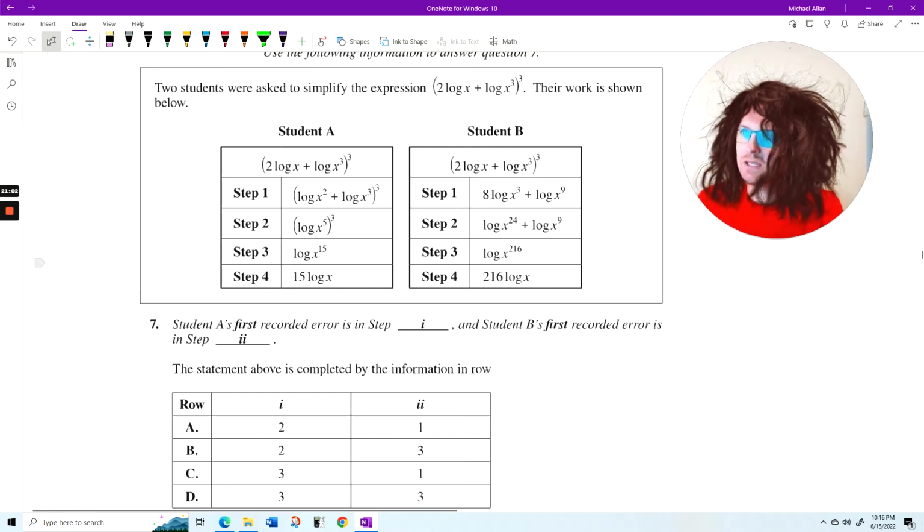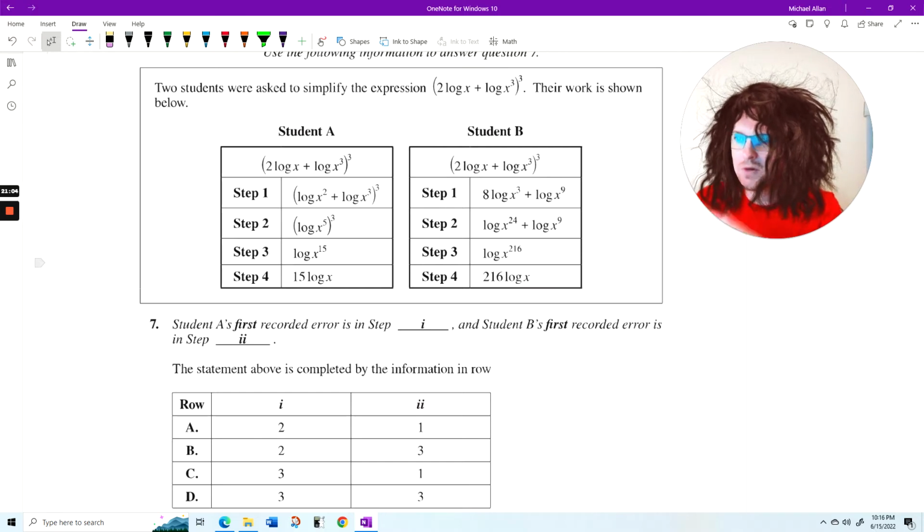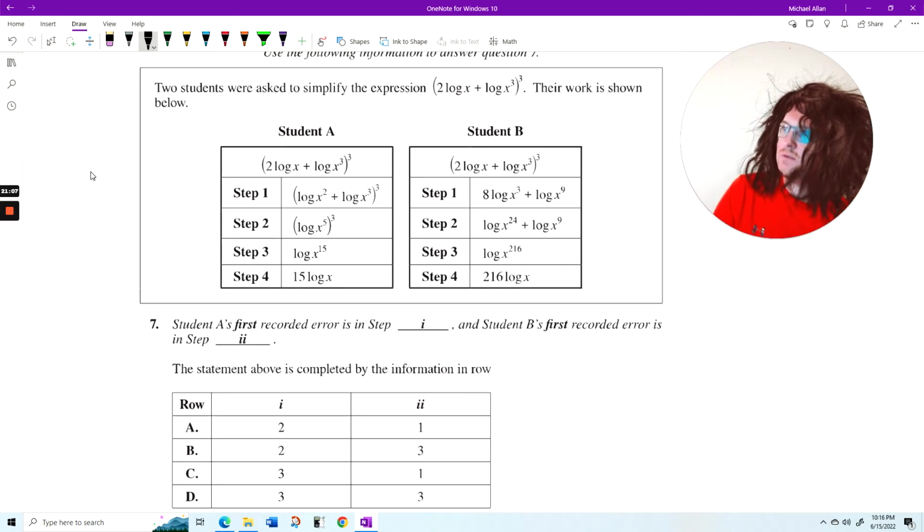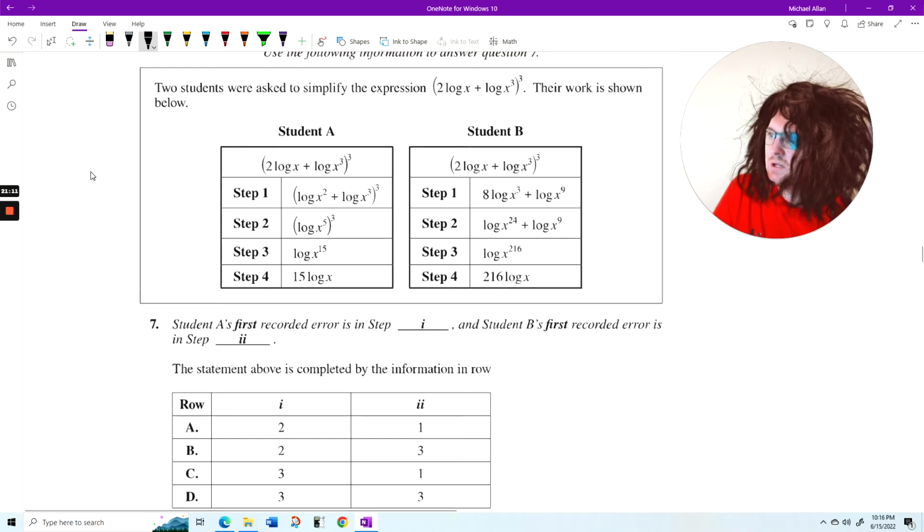Okay, there's a lot of things with this one. Student A, student B, they're both wrong. You just got to figure out where they made their mistake first. So student A gets pretty far down. All right, so the first thing they do is they remove this coefficient and they move it up to the top of the x. So that's perfectly fine.